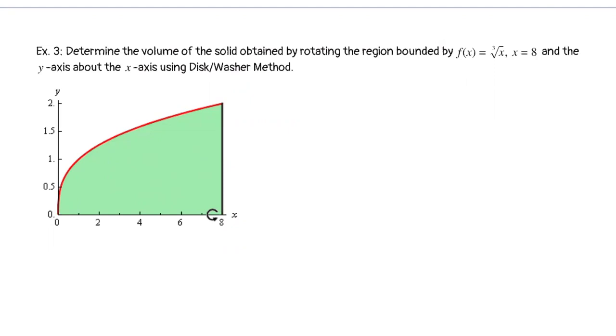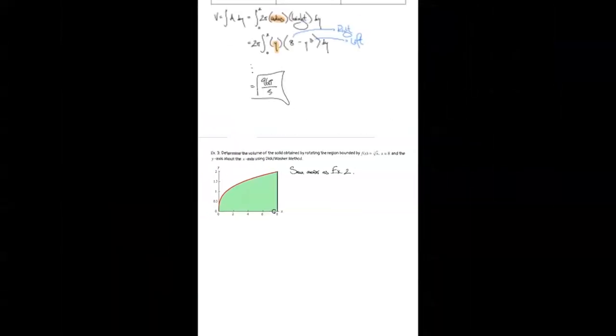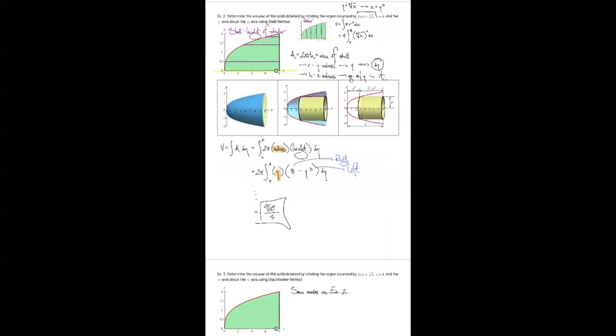This one, to Luca's question earlier, because I'm revolving the shape around the same axis, this one should have the same answer as example 2. Okay, now the reason why it has the same answer is because we're doing the same problem, right? We are taking that area, we're revolving around the x-axis. So same shape, same axis of revolution, we're just approaching it in 2 different ways.